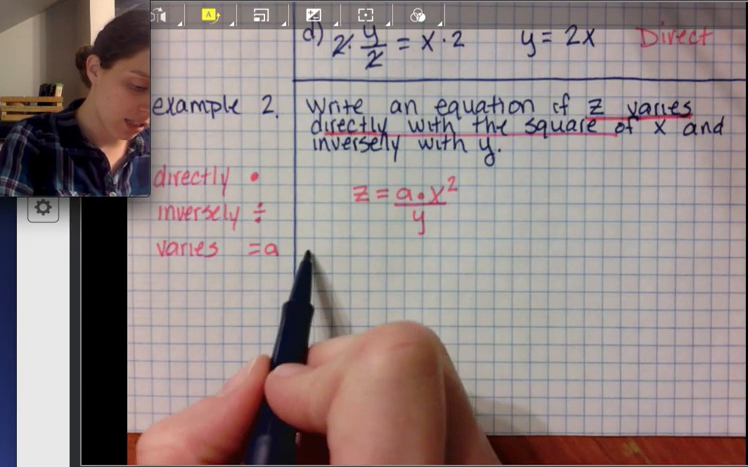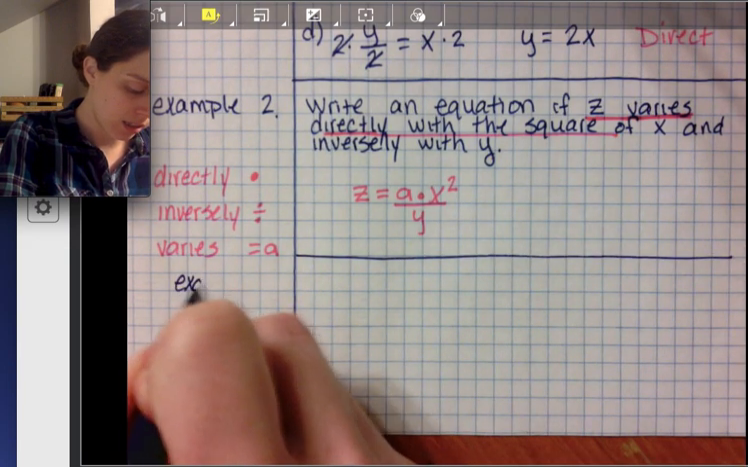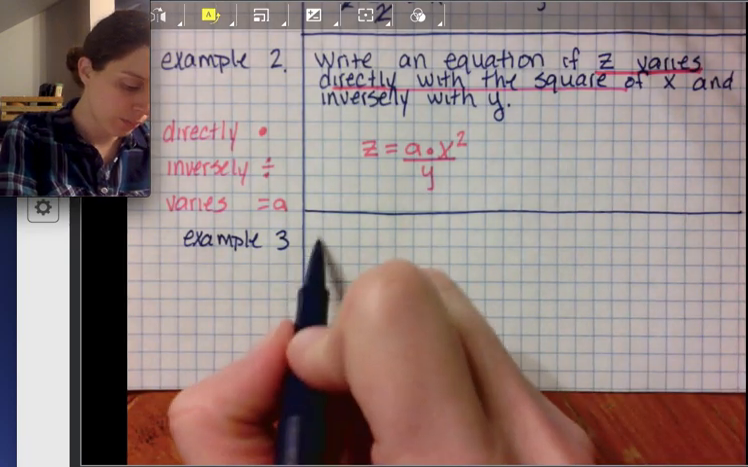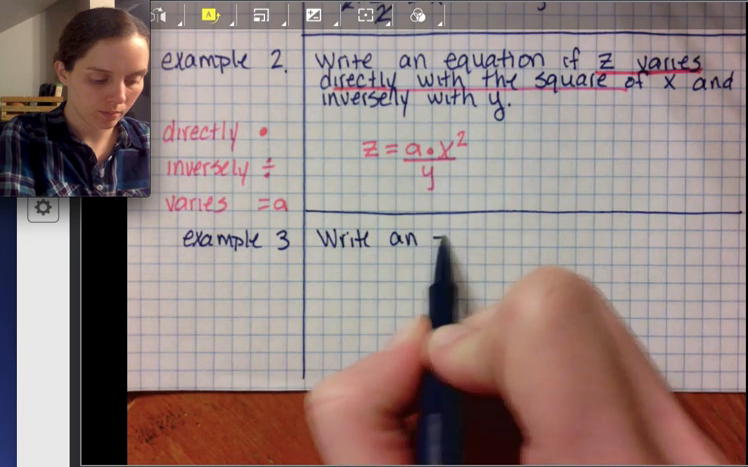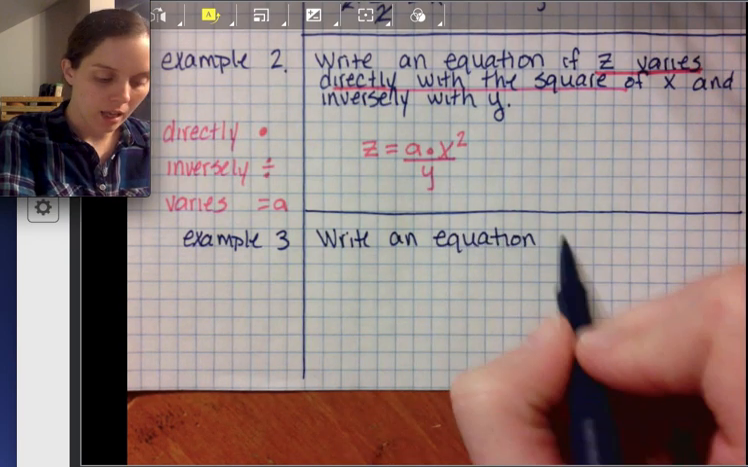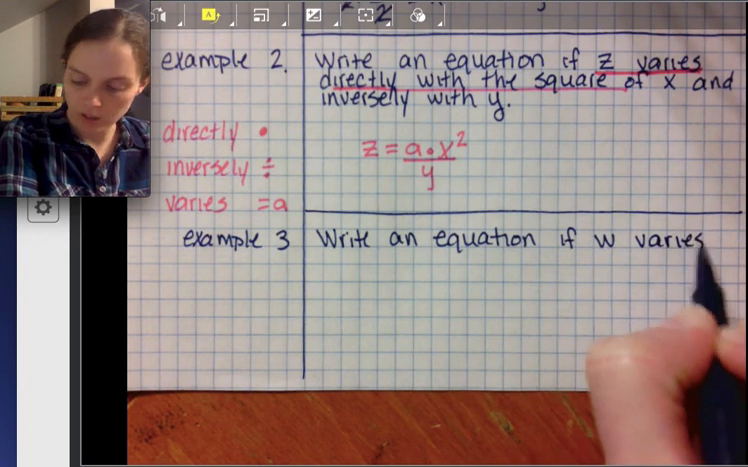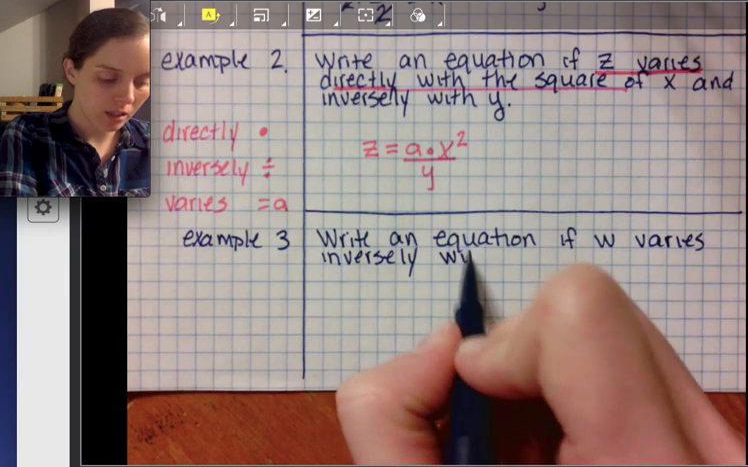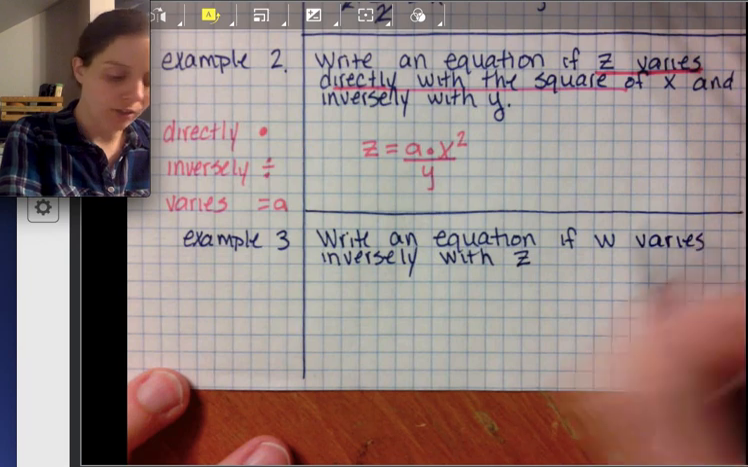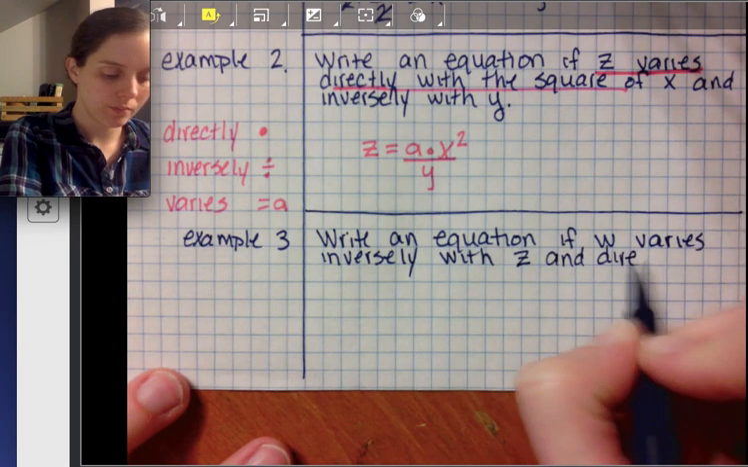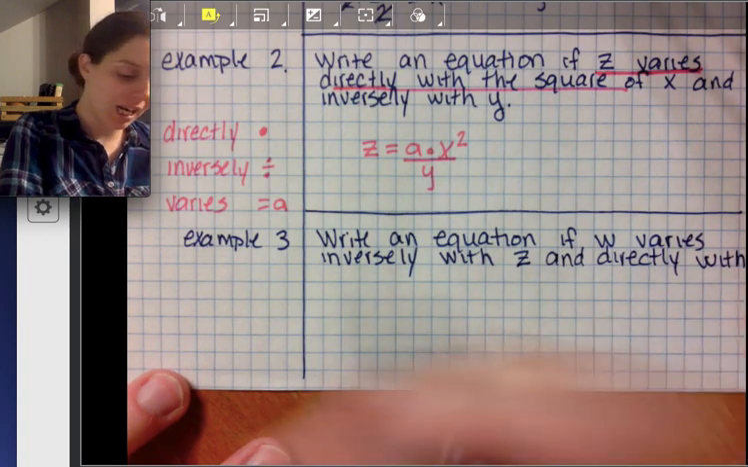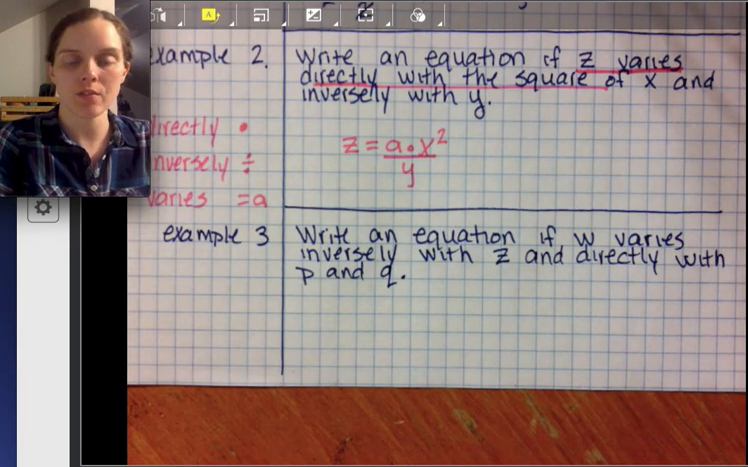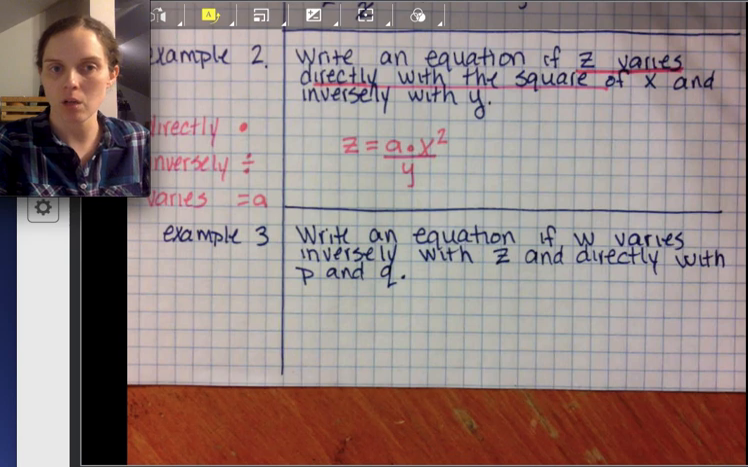Another example like this. We're still going to be writing our equations. Write an equation if W varies inversely with Z and directly with P and Q. So there's lots of stuff going on. Don't get overwhelmed, just break it down.